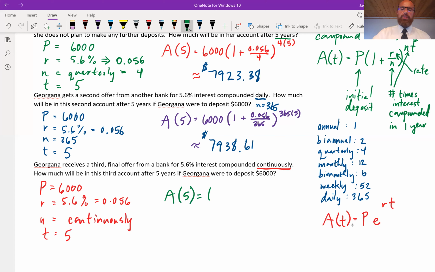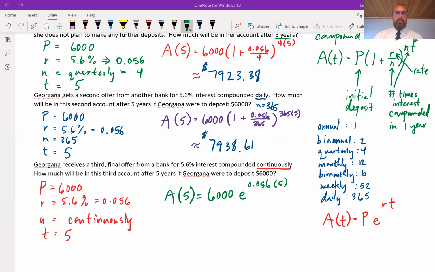So again, my principal is 6,000, but now my base is simply e to the power of 0.056 times 5 years. Just like we had done, in this case I really need to go to the calculator because that base e is so irrational. It's hard for me to calculate with e. So let's type it in as we had written it: 6,000 times base e to the power of 0.056 times 5.